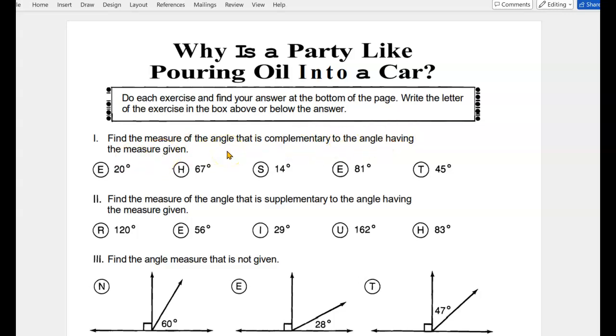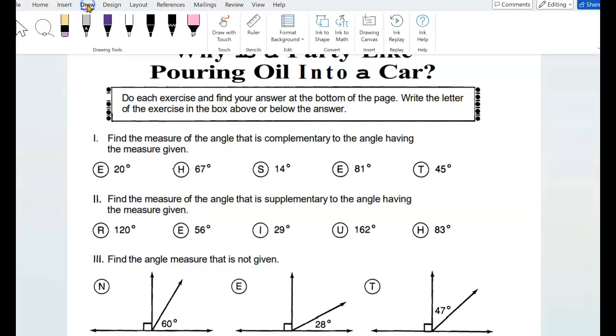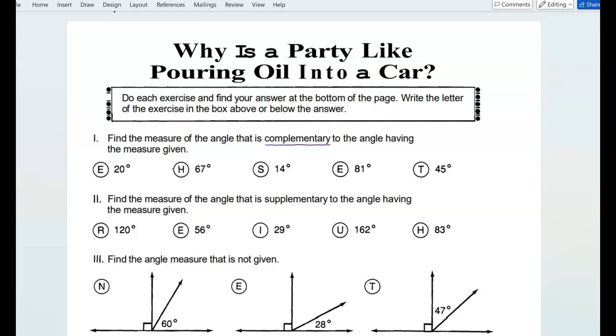So remember, we add angles. Yes, that's right, students. We add angles. Complementary is equal to 90 degrees. So we're going to set this equal to 90 degrees. So x plus, we're adding 20 degrees equals 90 degrees. And we're going to do the inverse operation and subtract.